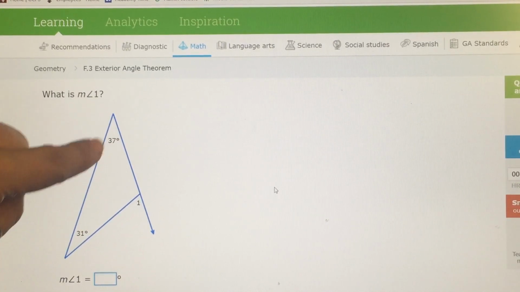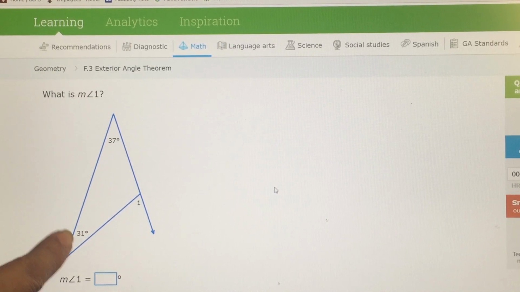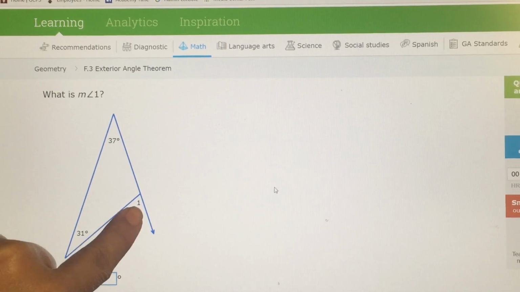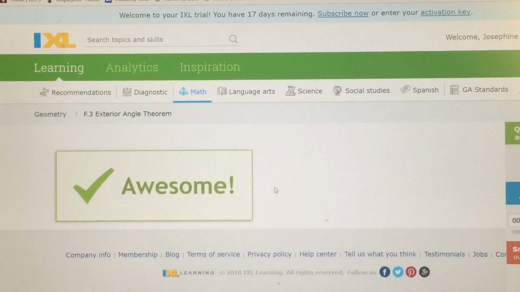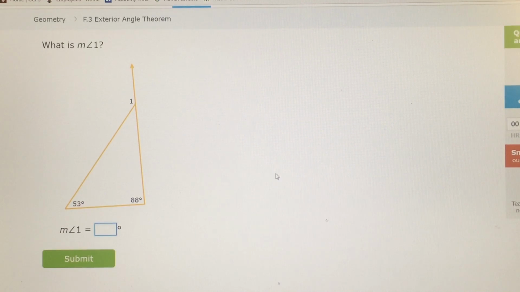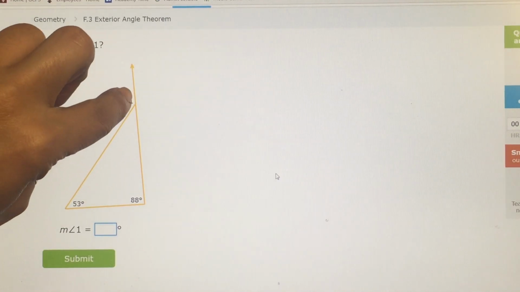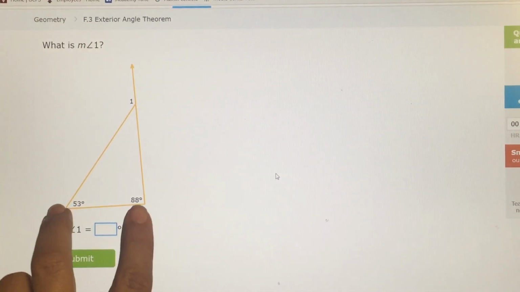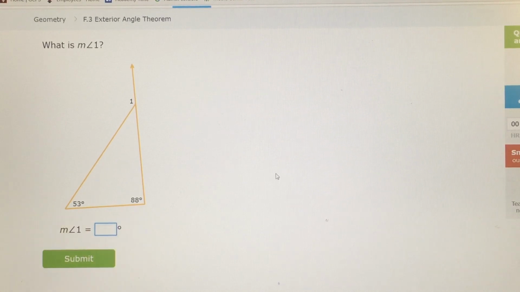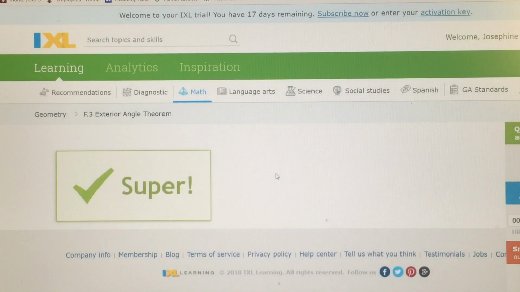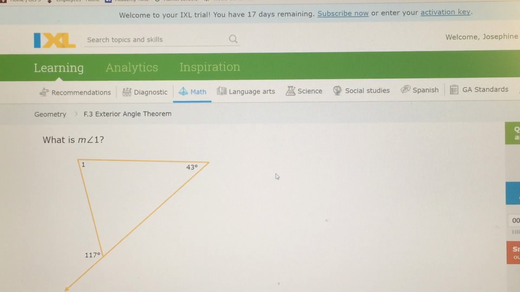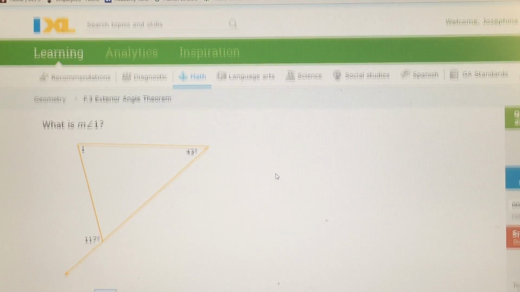Add them together, so 37 plus 31, which would be 68. And that would give you this angle outside. Okay, I'll say it again. Not attached to the exterior, the other two angles. So you add them up, 88 plus 53. And that will give you the one on the exterior. So obviously they're going to change the question around, right? But the process is exactly the same.